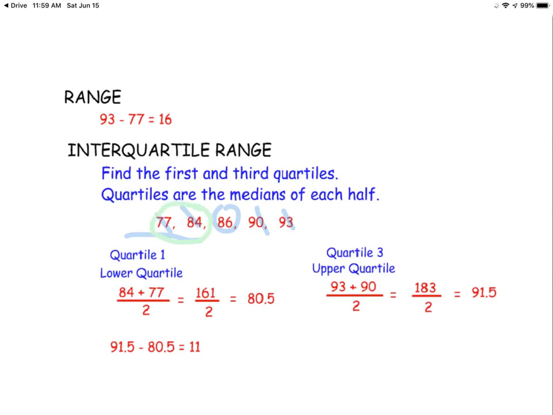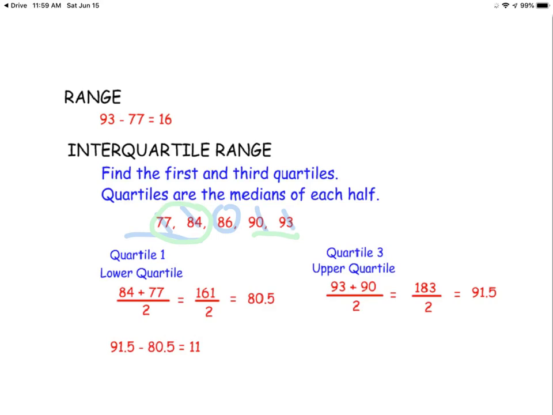So I would have taken 77 and 84 and added them together, which gives me 161. Then I would have divided it by 2 because that was how many numbers I added. I did the same thing on the other side. I would have added the numbers that are here on the high side, divided them by 2 because there are only 2 of them, and then I would have gotten 91.5 degrees.